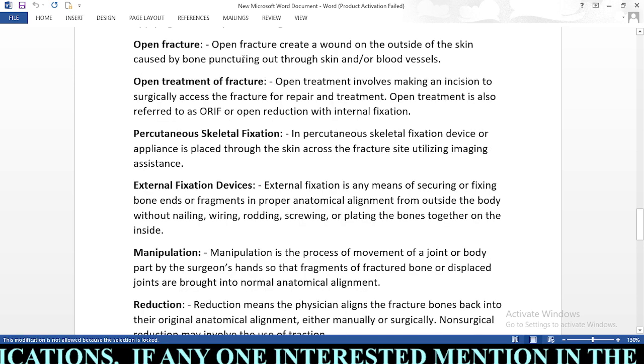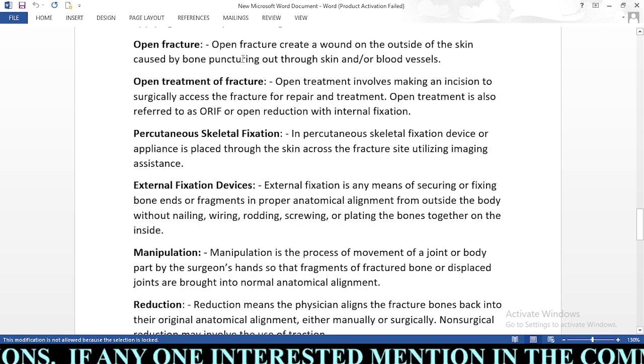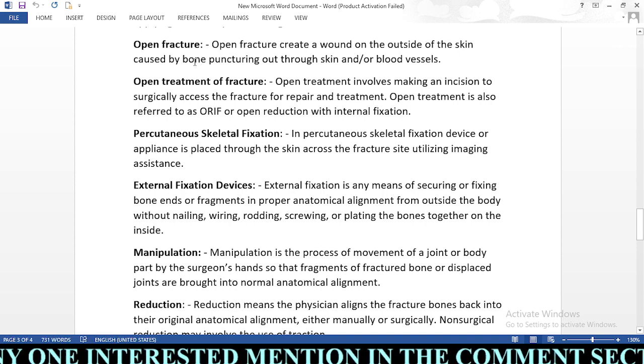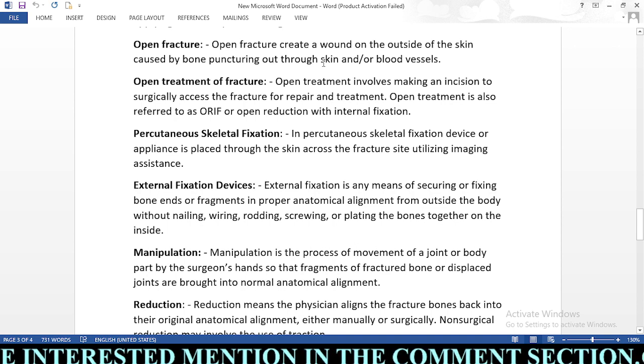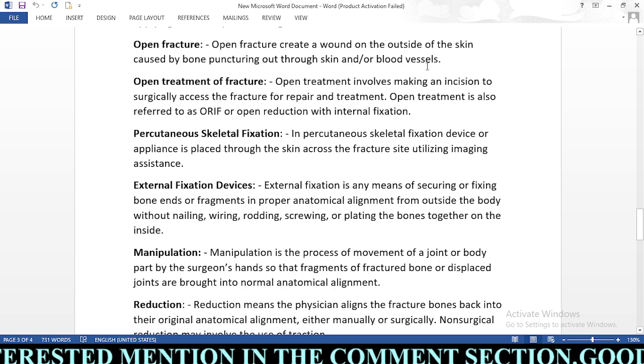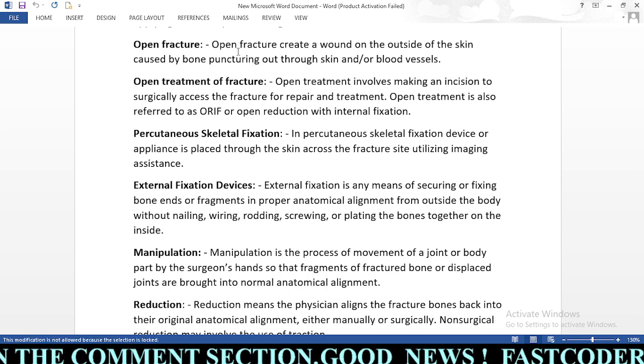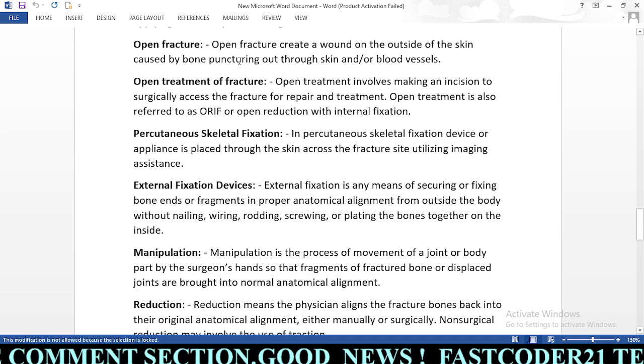So here we can see an open fracture. What is an open fracture? An open fracture creates a wound on the outside of the skin, caused by bone puncturing out through the skin and blood vessels. So basically, open fracture means the broken body part is visible to the naked eye.